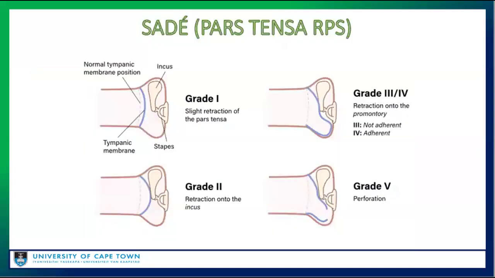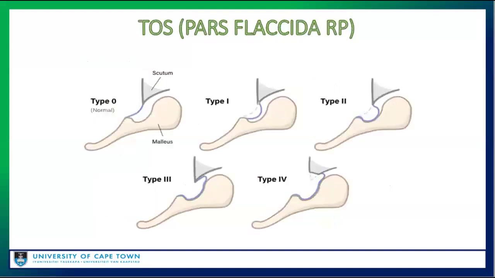The SADE classification for pars tensa is graded into five. Grade 1 is slight retraction of the pars tensa. Grade 2 is retraction onto the incudostapedial joint. Grade 3 is retraction onto the promontory, but not adherent to it. Grade 4 is a retraction of the pars tensa onto the promontory, but adherent. And grade 5 is associated with perforation.